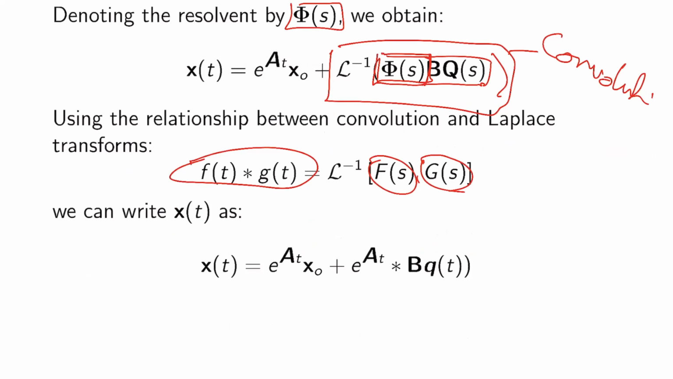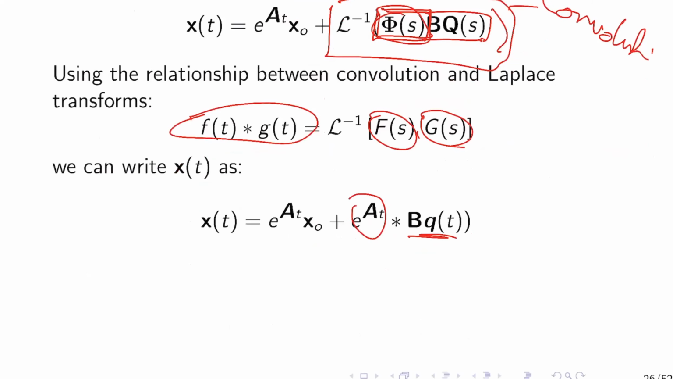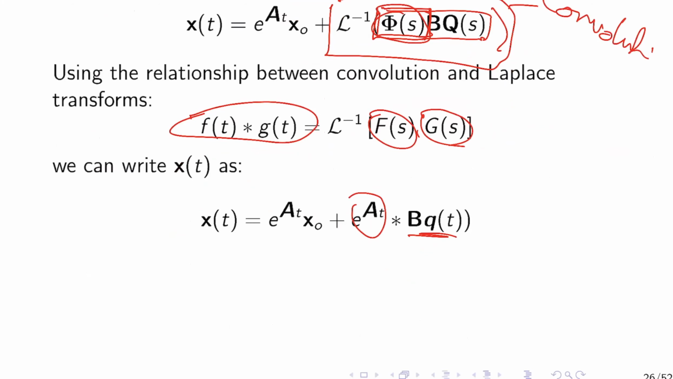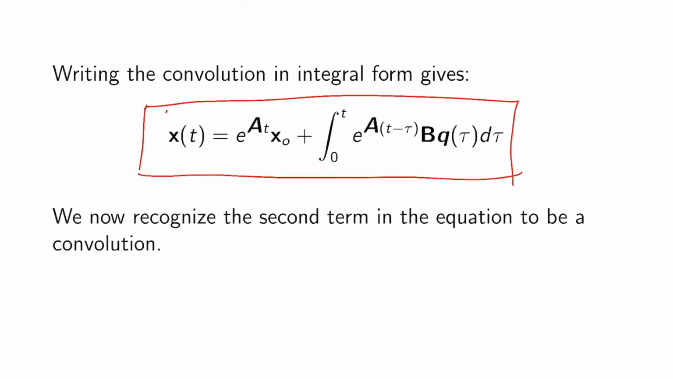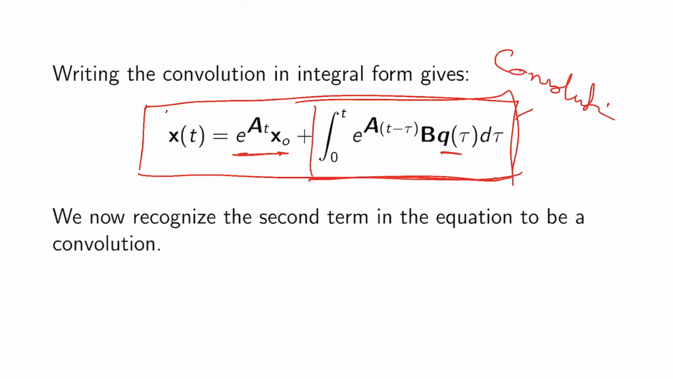I know what the inverse of this is. It's just e to the AT, and then the inverse of this piece is just BQT. I can express this fully using the integral instead of the star notation, and I get this. This effectively is the convolution. So we see that the time-dependent solution for a full system includes this non-homogeneous piece, the convolution. That basically tells us how the input causes the system to respond.